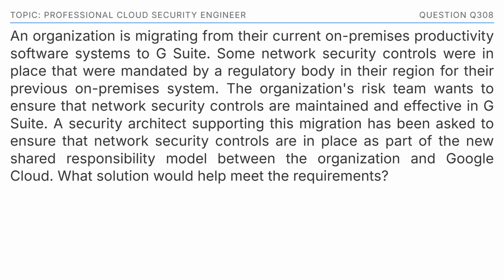An organization is migrating from their current on-premises productivity software systems to G Suite. Some network security controls were in place that were mandated by a regulatory body in their region for their previous on-premises system. The organization's risk team wants to ensure that network security controls are maintained and effective in G Suite. A security architect supporting this migration has been asked to ensure that network security controls are in place as part of the new shared responsibility model between the organization and Google Cloud. What solution would help meet the requirements?